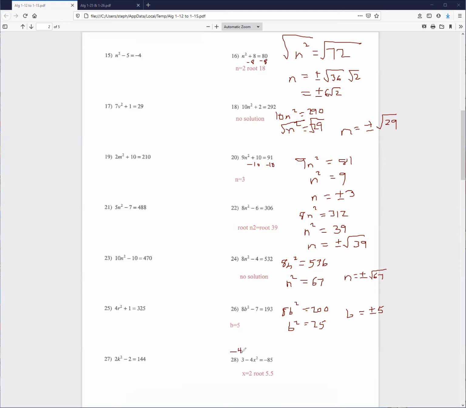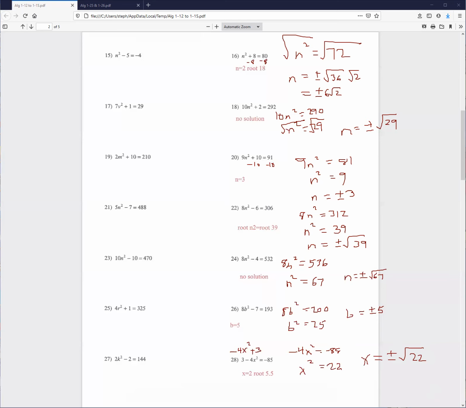All right, so we're going to look at this. Think of this as negative 4x squared plus 3 if you have to. Either way, we're going to take the 3 away. So we have negative 4x squared is equal to negative 88. And now we will divide by negative 4 on both sides and get x squared equals 22. Okay, so now we will square root both sides. X equals plus or minus the square root of 22. And that is our complete set of answers for this page.